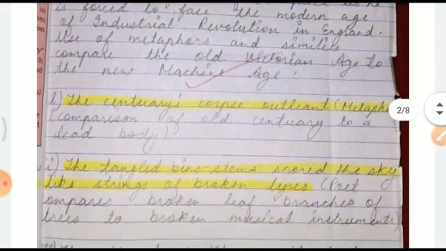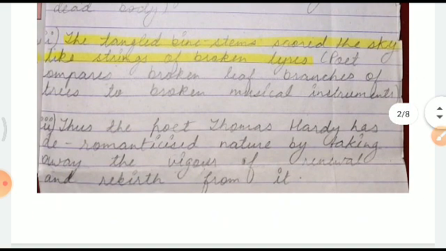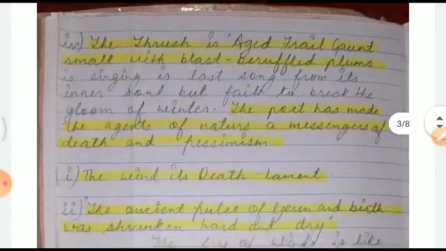First, "the century's corpse outlined": it's a metaphor, a comparison of the old century to a dead body. "The tangled pine stems scored the sky like strings of broken lyres." The poet compares the broken branches of trees to broken musical instruments which used to prevail in the previous age, but which are not there. Thus, the poet Thomas Hardy has de-romanticized nature by taking away the vigor of renewal and rebirth from it.